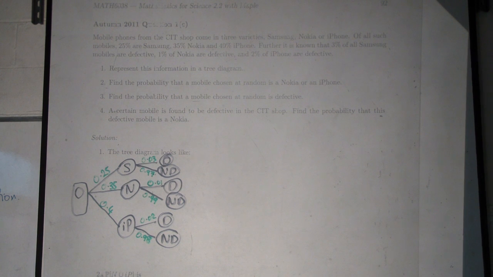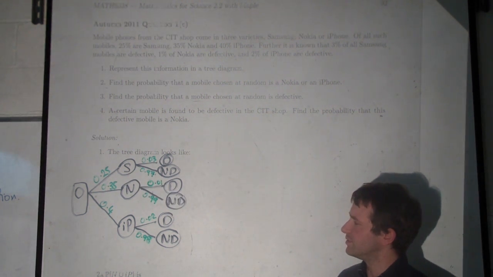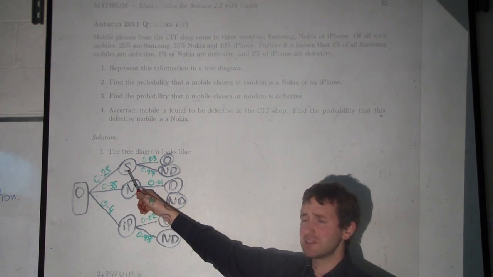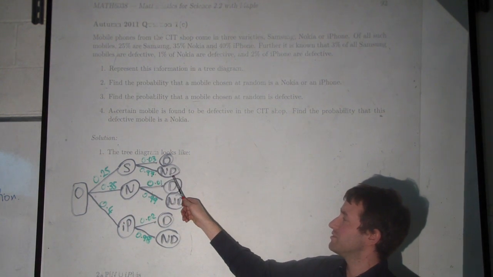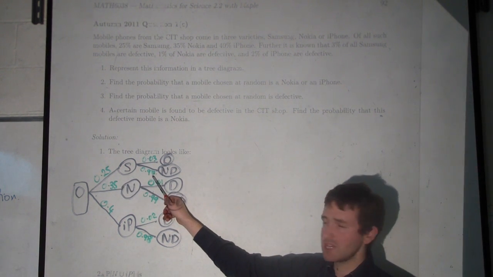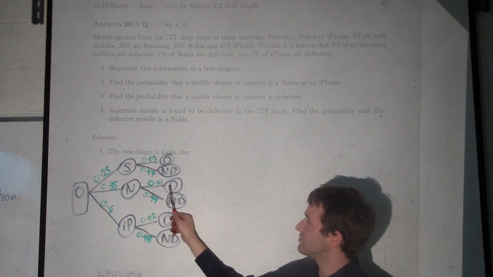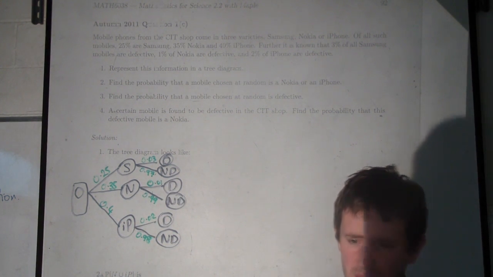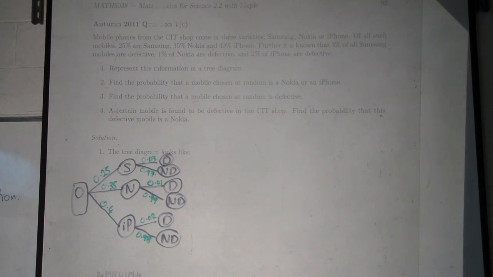Now, you can kind of calculate probabilities now. For example, the probability that you're Samsung and not defective should be the probability that it's Samsung times the probability that it's not defective given that it's a Samsung. In other words, it should be 0.25 by 0.97. The probability of Nokia and defective would be 0.35 by 0.01. So some of the questions are going to be very, very easy.